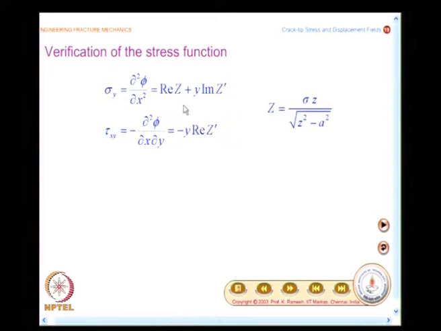We will have to verify whether sigma y is 0 on the crack faces, and what happens to sigma y and sigma x at infinity. And I had drawn your attention that in the expressions for sigma y and sigma x, there is only a sign change of the second term. Otherwise, you will have to worry about what is capital Z and what is capital Z prime.